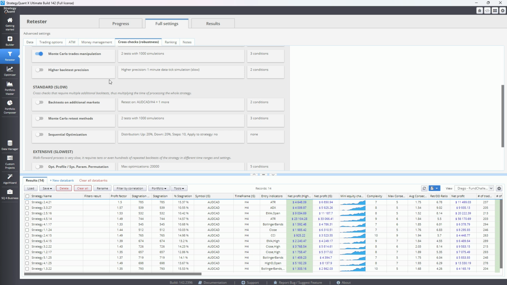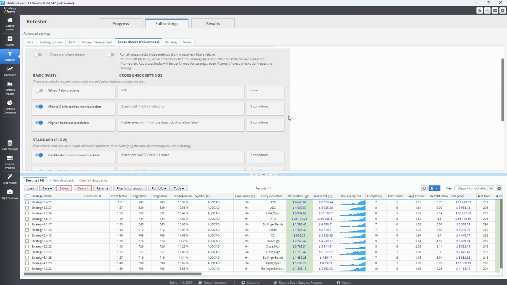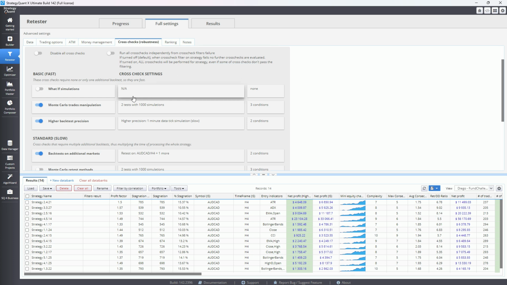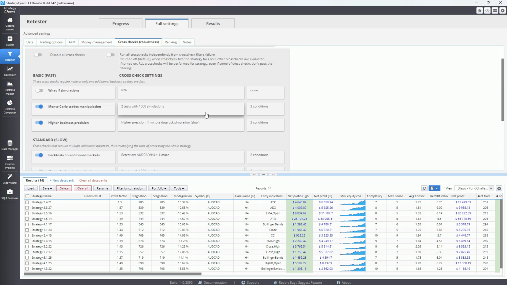And in cross checks, we are going to activate these 3 tests. In my private course, I show all the tests that I use, but also in the link below, you will see that I'm giving away, if you leave your email, a PDF with 6 tests that every strategy must have.